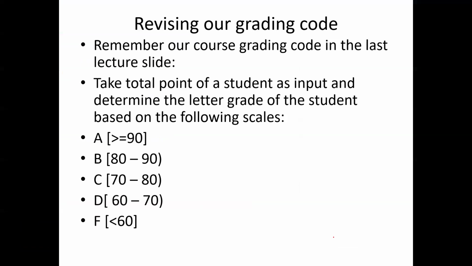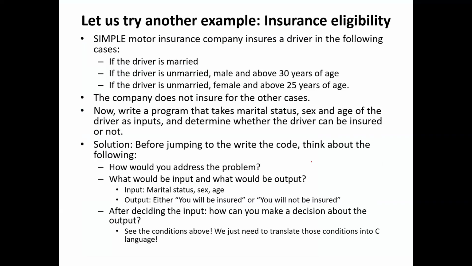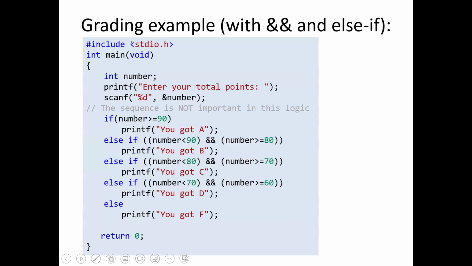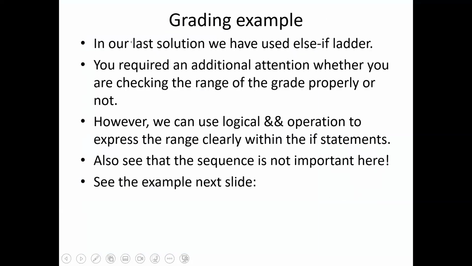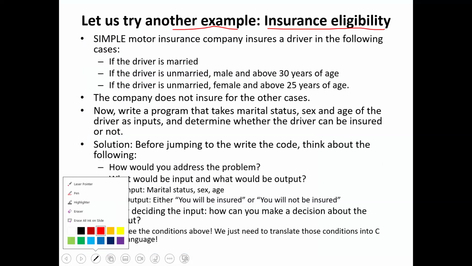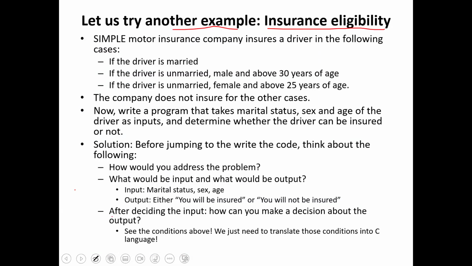Okay, so let's keep going. So short circuit evaluation is done. This is another example. Let's try another example, insurance policy. So there's a company called Simple. Okay, very simple insurance company. They don't want to take risk. So the motor insurance company insures a driver in the following cases. They will give you insurance if the driver is married. So get married to get insurance. Okay.